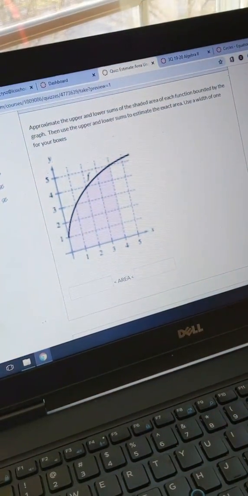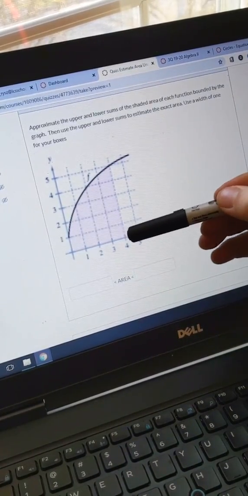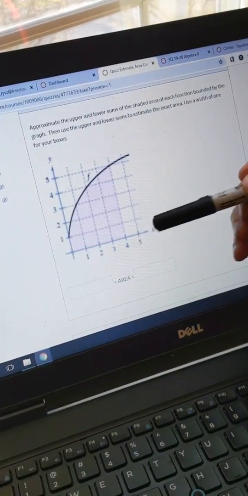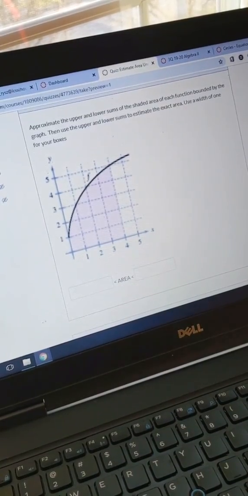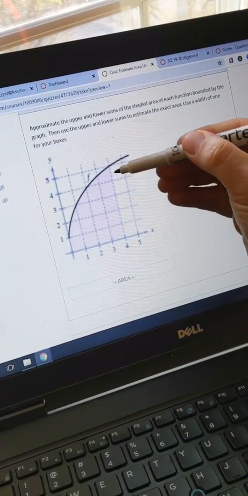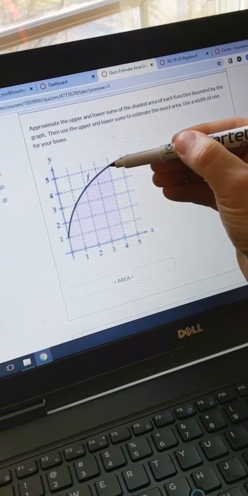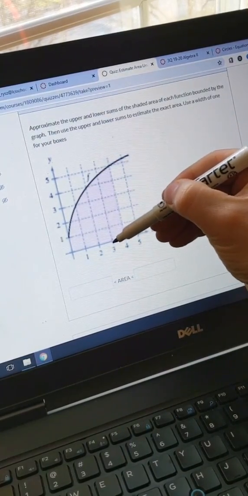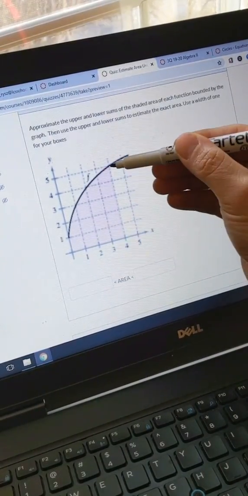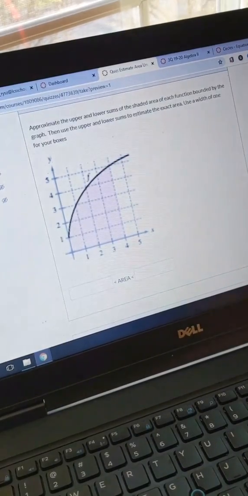Alright, now what we need to do is right bound area. Right bound area means we're going to start on the right side of the function and work our way over. So if we're starting on the right side, I'm going to start with 4 and go up. Okay, 4 goes over to 5, so that's going to be a little bit above it, and that'd be a 5 by 1 box. So I'm going to put 5 here.